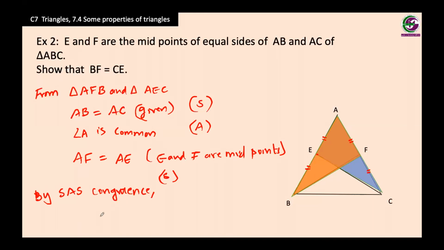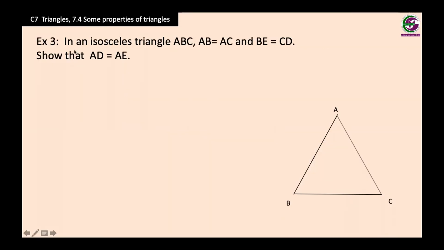triangle AFB is congruent to triangle AEC. So if these two triangles are congruent, we can prove that BF and CE are equal. BF is the last two letters, CE is also the last two letters. So BF is equal to CE because they are corresponding parts of congruent triangles. We'll move on to the new example.